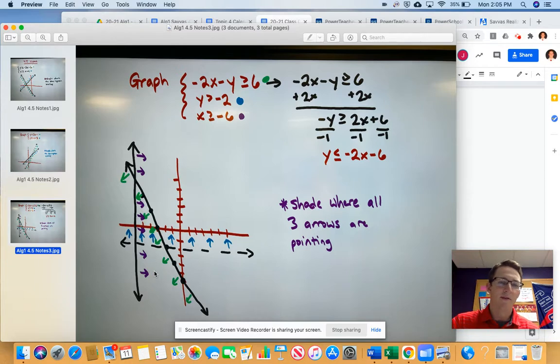So we got a ton of different arrows, a ton of different colors. But the only region where the arrows are all pointing towards each other, green, purple, and blue, is this triangle right here. So we would shade in that area. This is a lot. If you have any questions, concerns, feel free to reach out and we can walk through some problems.